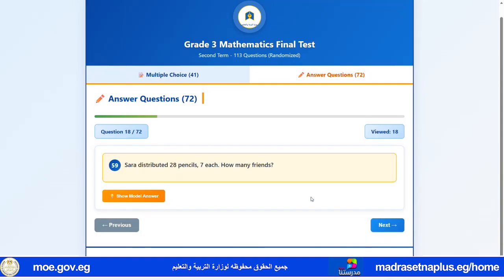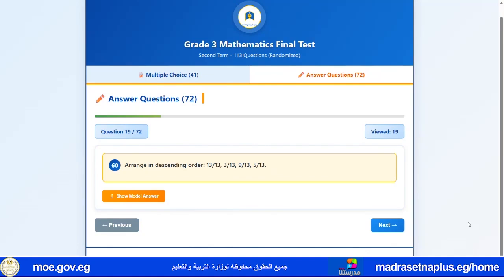Sarah shared 28 pencils among her friends. Each friend gets what? Each gets 7 pencils. If you know the idea of this problem, can you tell me the idea? Yes, the idea is what? It is division.